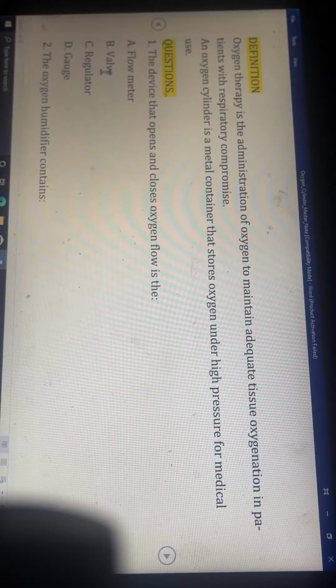Remember the Nurse Brainy shortcut, the valve of the heart. B, valve. C, regulator. D, gauge. What is the answer? If you choose D, you are wrong. If you choose A, you are wrong. If you choose C, you are wrong. If you choose B, you are correct. The valve of the oxygen cylinder, called the cylinder valve, is used to open and close. Using what? What is the key? The spanner, the cylinder key.